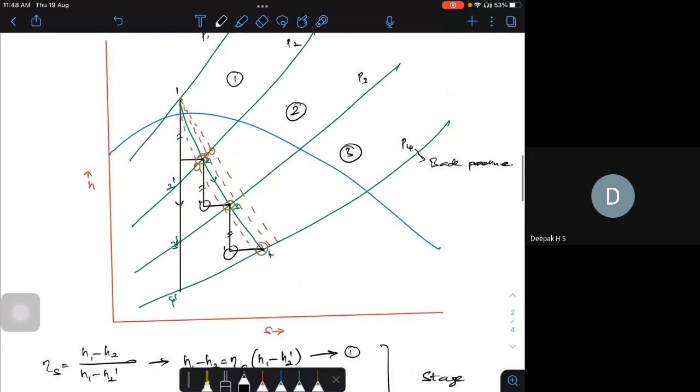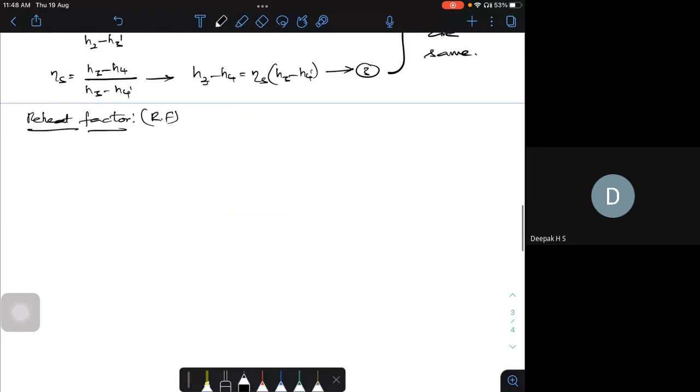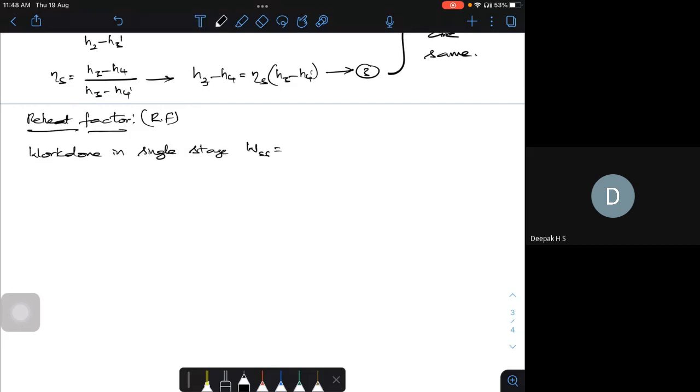Now if I look at this HS diagram and write the work done for a single stage, that is WSS. This will simply be H1 minus H4 dash. Let me call this equation number 1. Now, work done in 3 stages. I do have 3 stages.